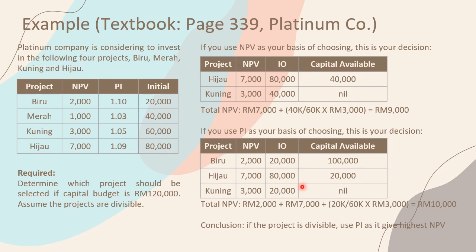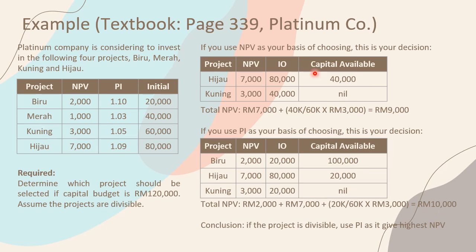So available here after taking up hijau and biru is only 20,000. The next highest PI would be kuning. Kuning 1.05. So 3,000, initial outlay of 20,000, and then we finish off. So my NPV here is 2,000 from biru, 7,000 from hijau, and only 1/3 from kuning, since I only take 20,000 out of the project. And therefore my NPV here is 10,000.